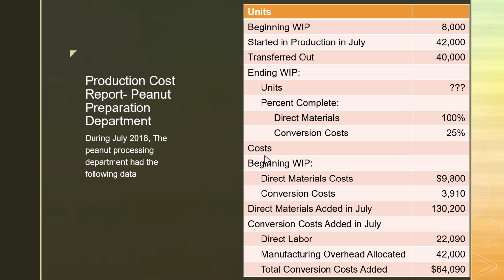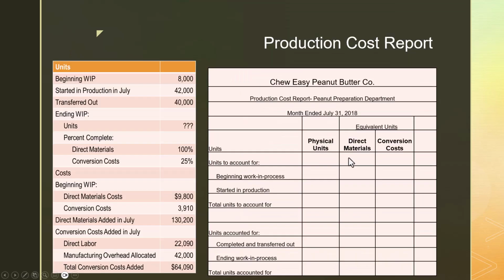And then for our cost section, we know how much in materials and conversion costs was already committed to our beginning work in process when the period began. We know how much we spent on production costs during the period, $130,200, and we know how much we added for conversion costs in terms of labor and overhead allocated during the same month of July. And with this, we have enough information to make our PCR for the peanut preparation department.